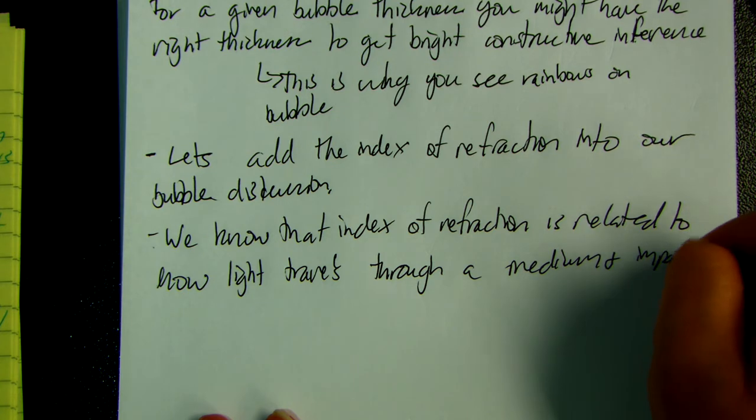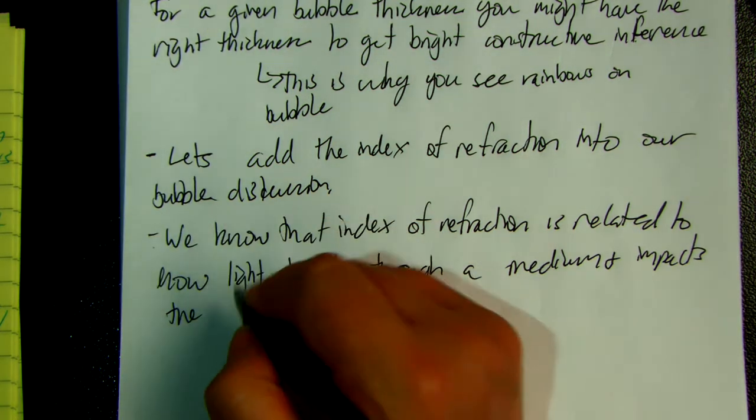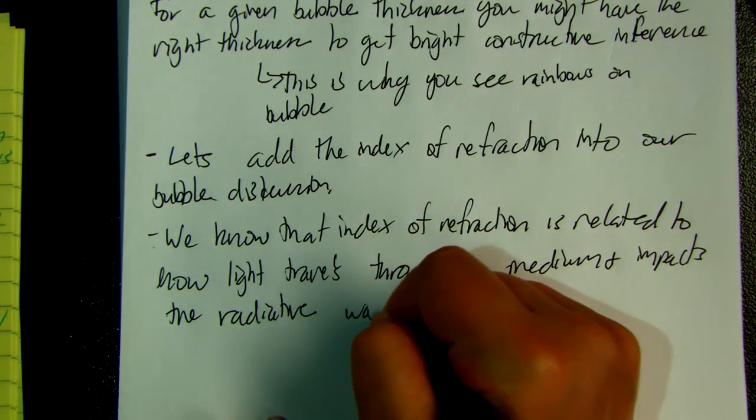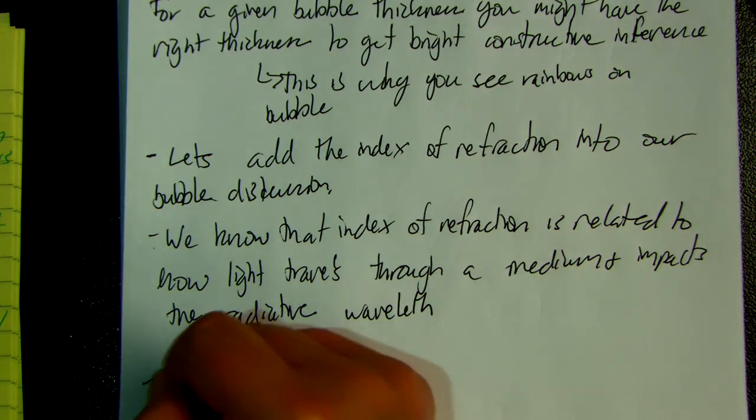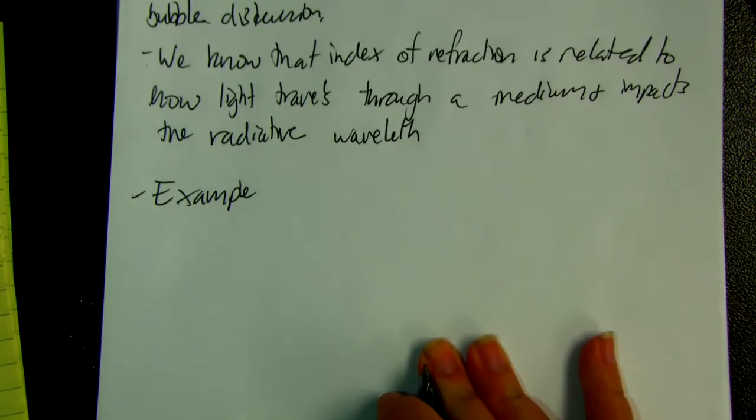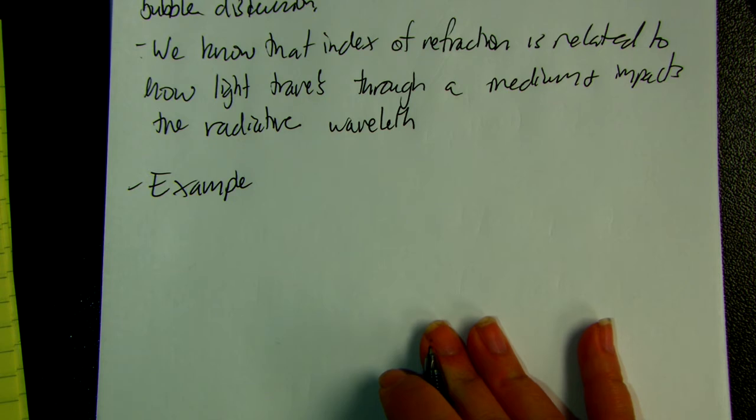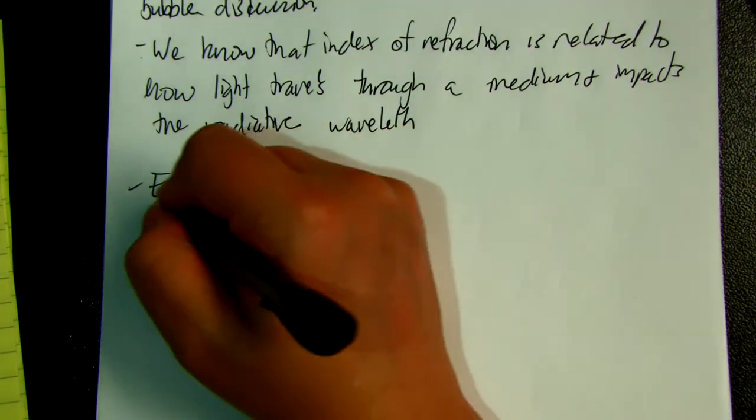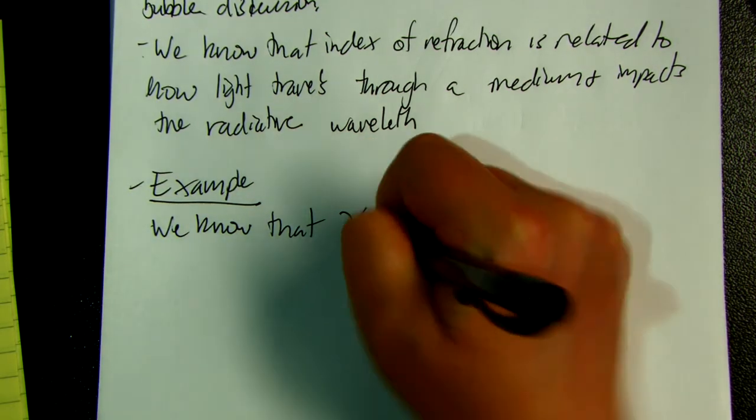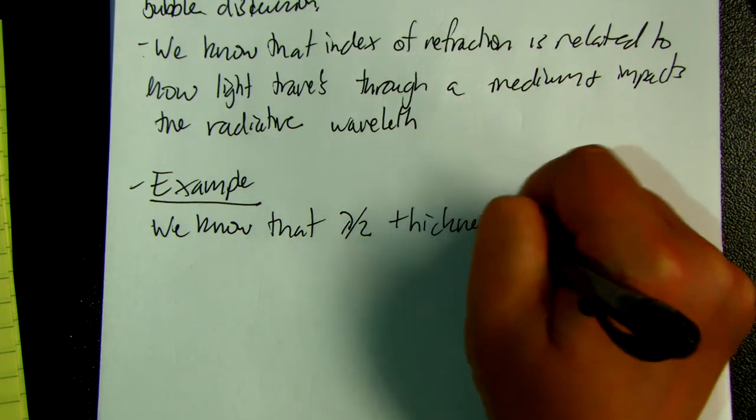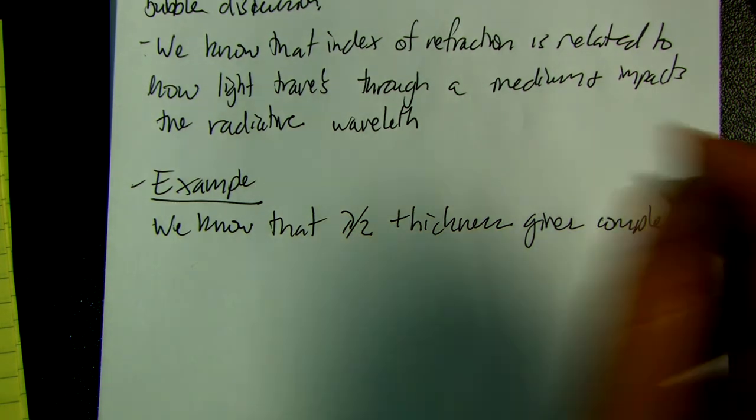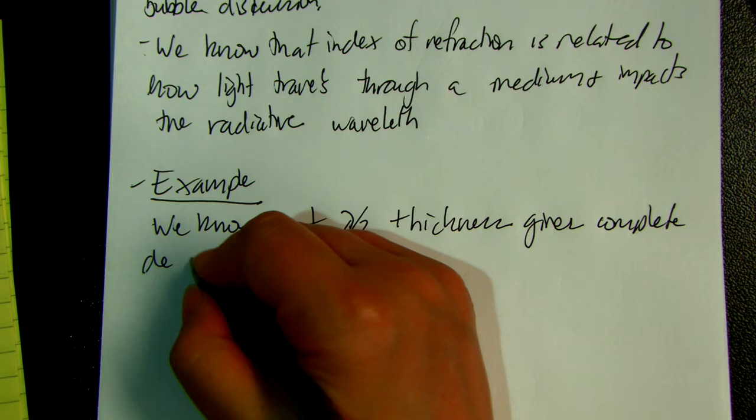And impacts the radiative wavelength. And let's go ahead and look at that with an example. So, we know that a lambda over 2 thickness gives complete destructive interference, because then you get that lambda over 2 path length difference.